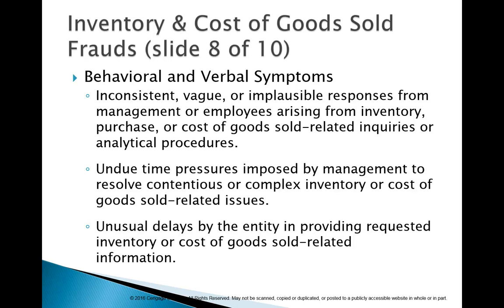Unusual delays by the entity in providing requested inventory or cost of goods sold related information, and that could easily happen when you do your inventory count. So you go out and count inventory and you say, hey, I want to count these items on the list. They say, well, those items are in a warehouse in another location. Let's pick something else. And you say, oh, okay. You shouldn't pick something else, because if you're doing the inventory count with them and you pick an item, you shouldn't let them tell you that they can't count it. You have to go count it.